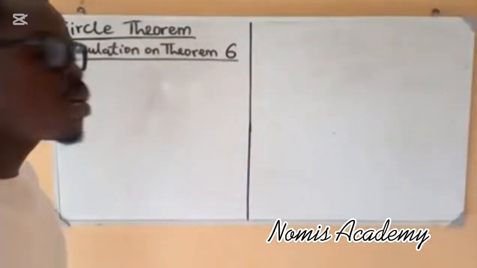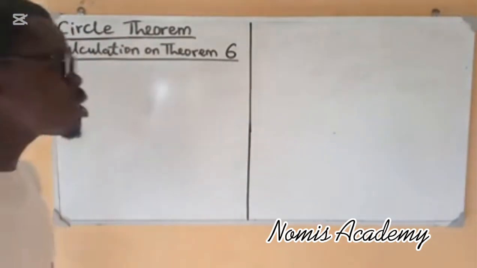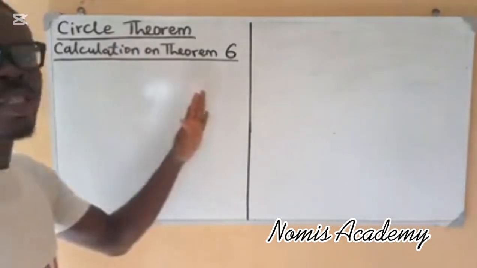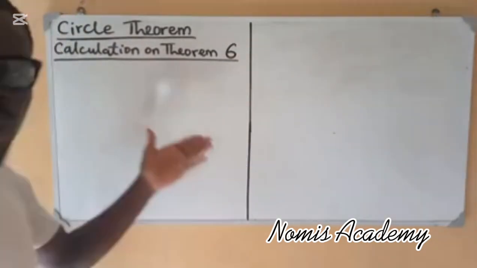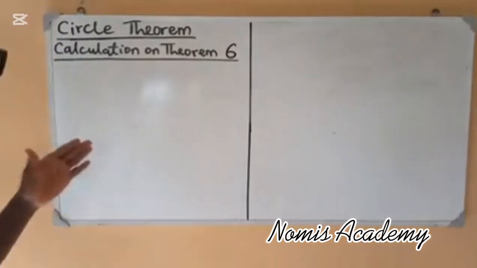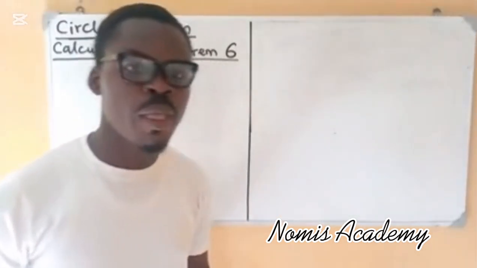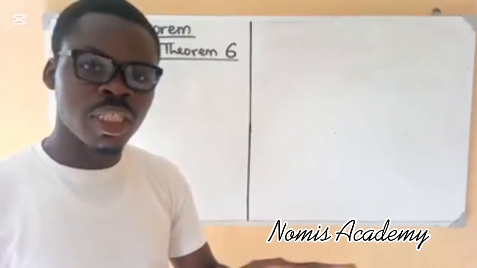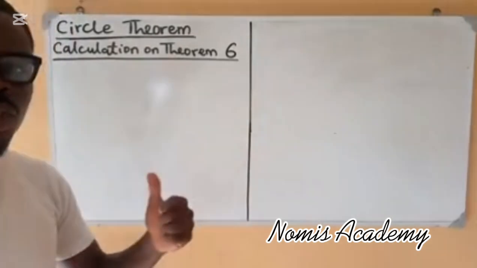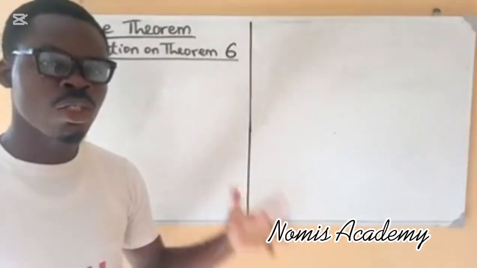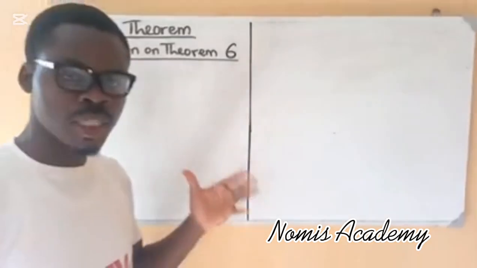In this video, we are going to be looking at circle theorem, and then we are going to solve problems under Theorem 6. In the previous video, we stated and proved Theorem 6. It says that if one side of a cyclic quadrilateral is produced, the exterior angle so formed is equal to the interior opposite angle. So we are going to be using that idea to solve problems in this particular video.